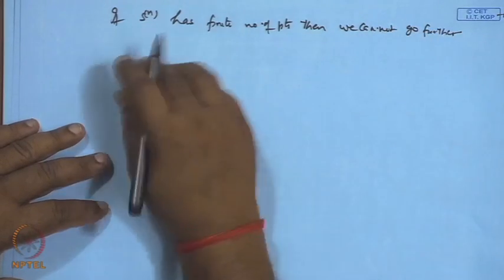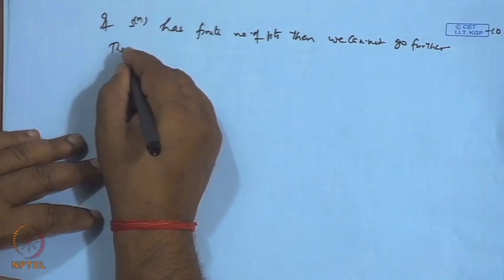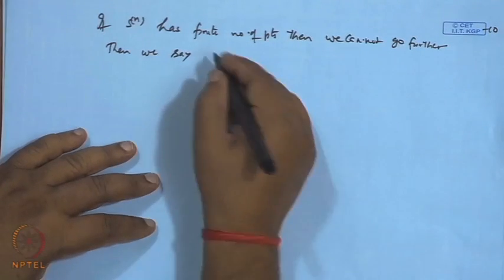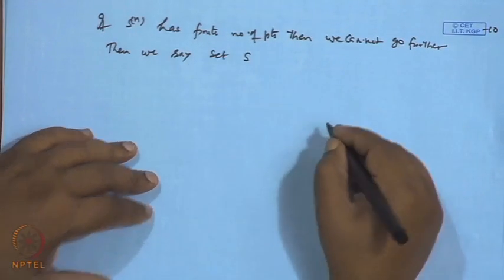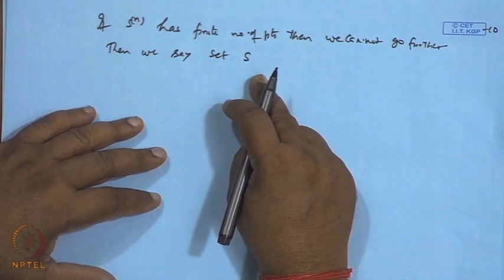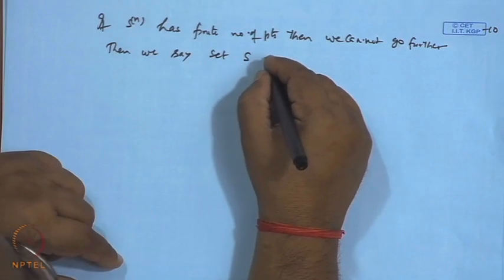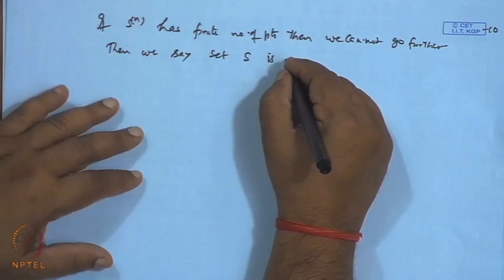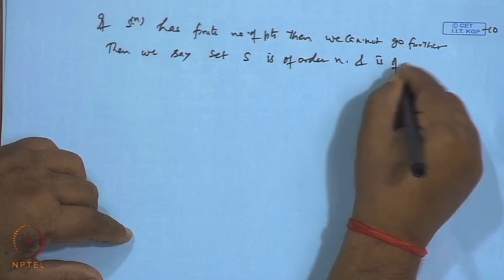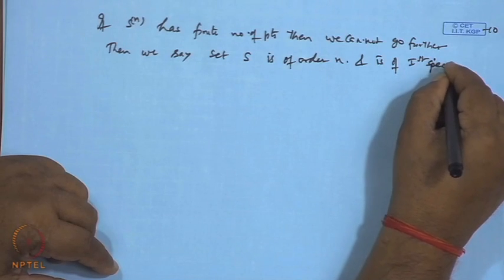That is, we are unable to get the limit point of S n, and then we stop here. Then we say that the set S, if it contains in the next step a derived set, S is of order n and is of first category, that is, first species.